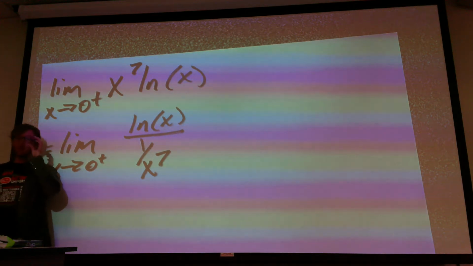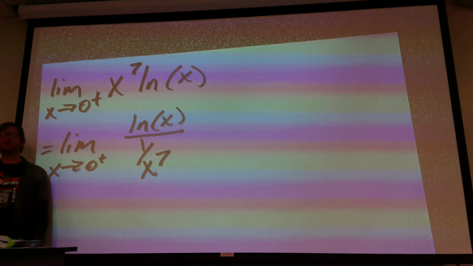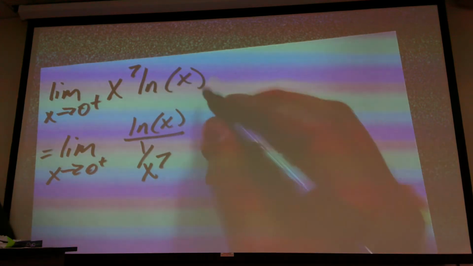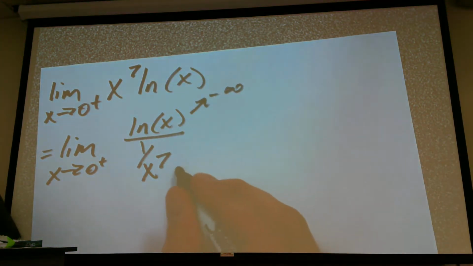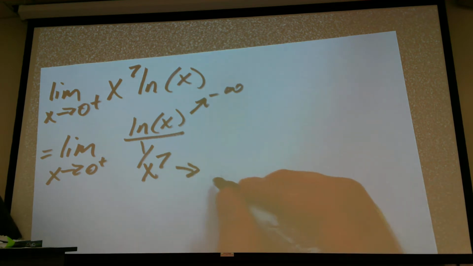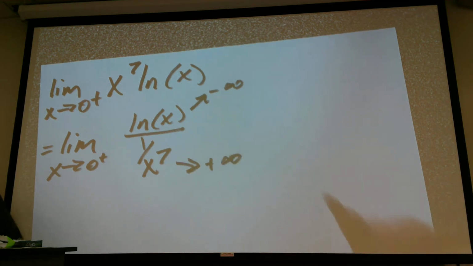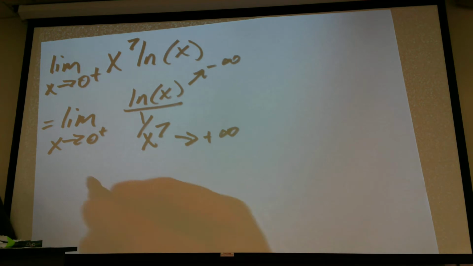Now, L'Hopital's rule does not care if you're going to plus or minus infinity. But at this point in the problem, this guy is headed towards negative infinity, and since it's headed towards the right, this guy is headed towards positive infinity. I don't really care if they're negative or positive. Let's just go ahead and apply L'Hopital's rule to this.